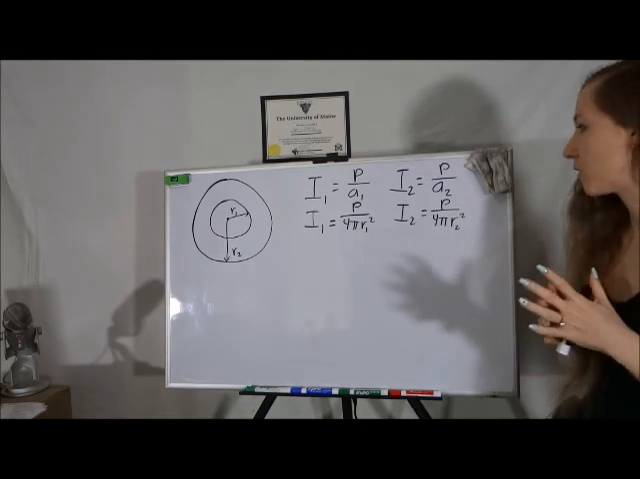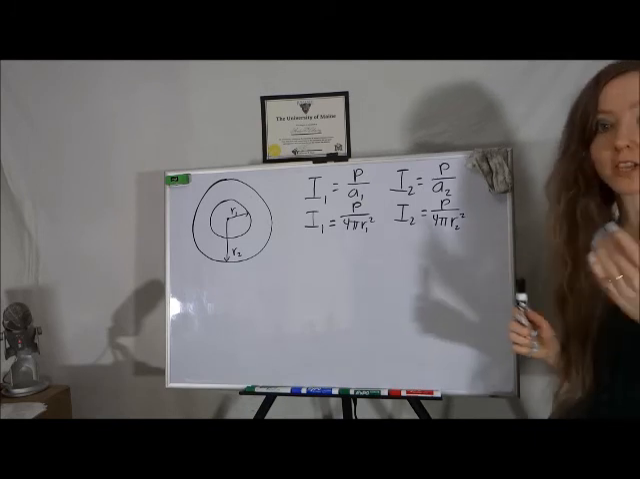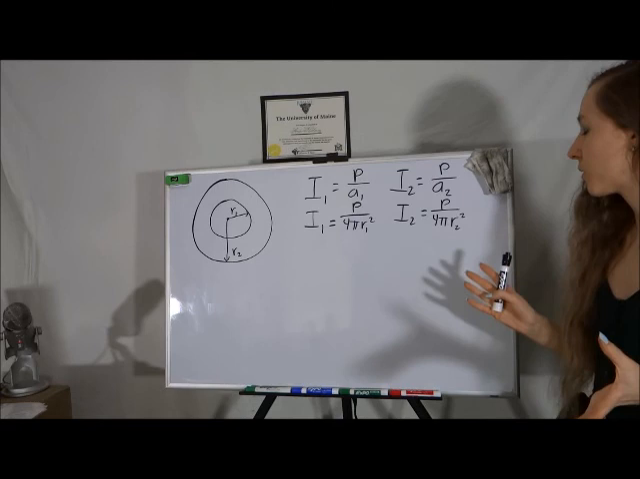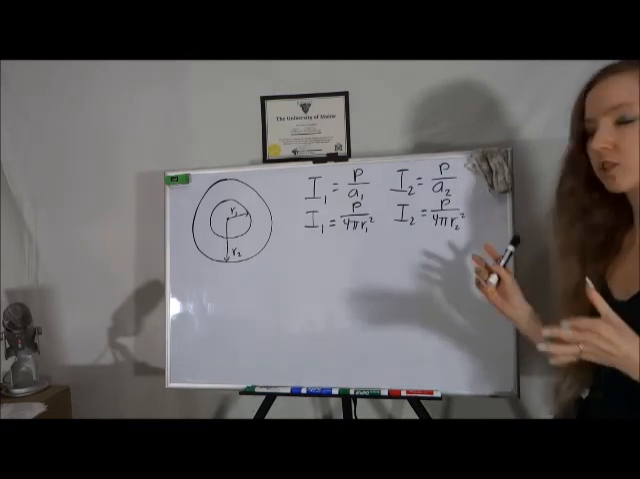And the reason why this is helpful is you may not know what the power of your light source is, or your source is, whether it's light or sound or whatever. And so you can find a way to figure out the intensity at different radii using this relationship without power.